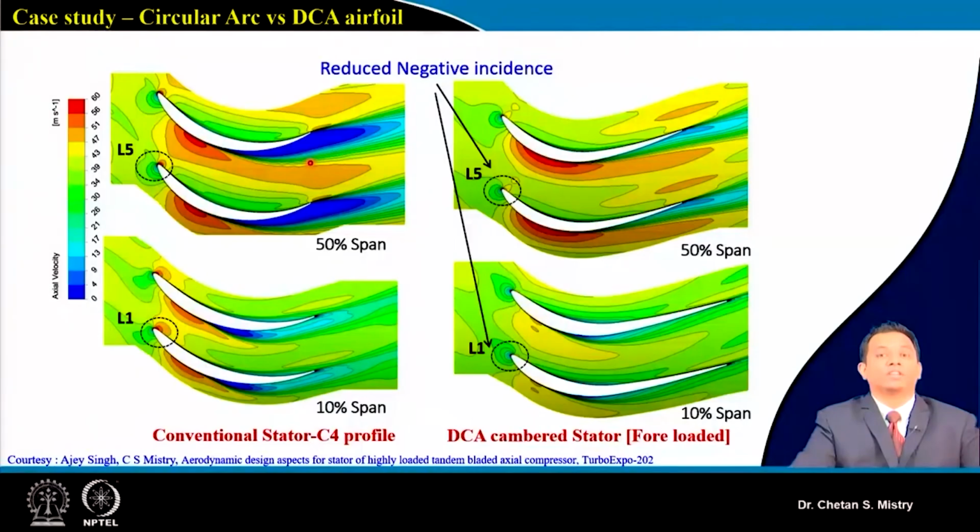Under that configuration, we need to modify our profile, and that is what we have done by using a double circular arc cambered stator. So here, if you look, this is a configuration that is a four loaded kind of configuration. So the incidence problem that we were having has been minimized. And if you compare these two, you can say our flow is touching more with the suction surface, and we are able to minimize the flow separation that is happening on the suction surface throughout the span.